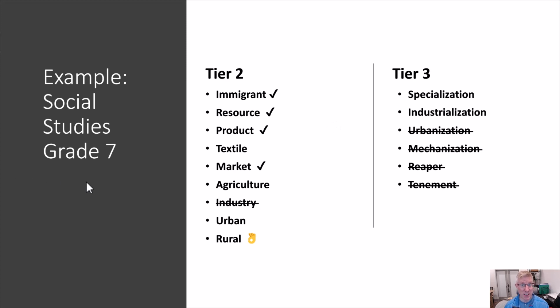Now I'm going to still focus on these words, but I won't necessarily teach them as intensively. I also know that I can teach rural as an antonym for urban, 2 for the price of 1. So I'll teach industrialization through industry or industry through industrialization. So I have my words for intensive instruction before I begin my unit.